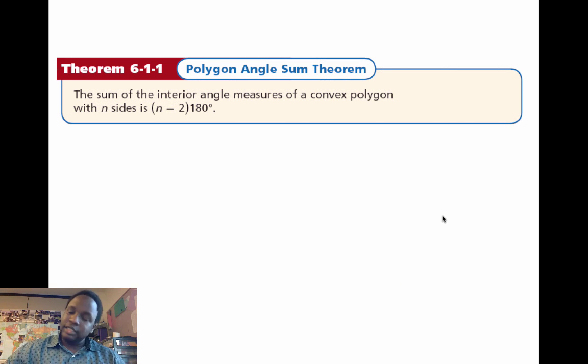So again, just in a sentence now, the sum of the interior angle measures of a convex polygon with n sides is n minus 2 times 180. So this rule only applies to convex polygons. There isn't really a rule for concave polygons. So convex polygons, this is the rule.